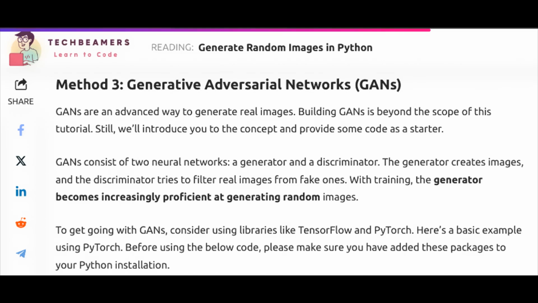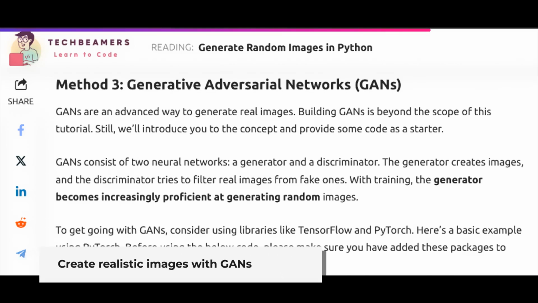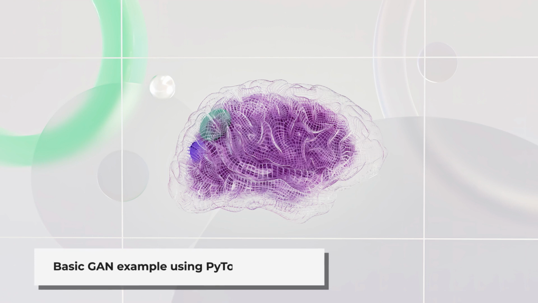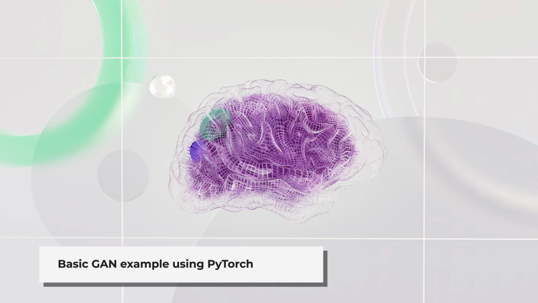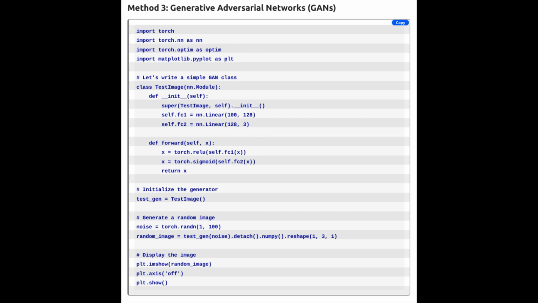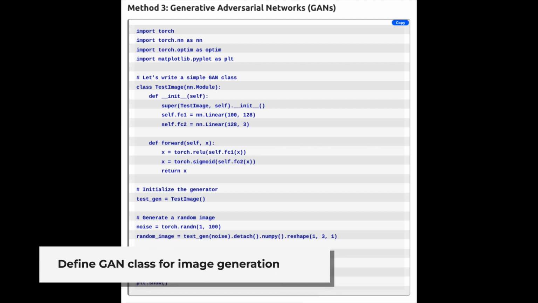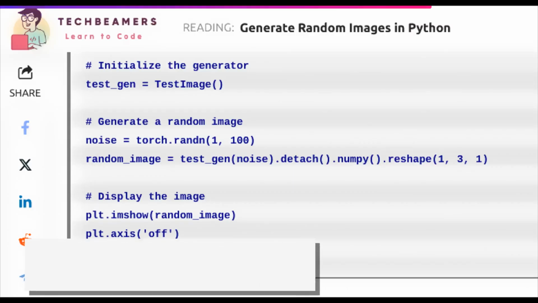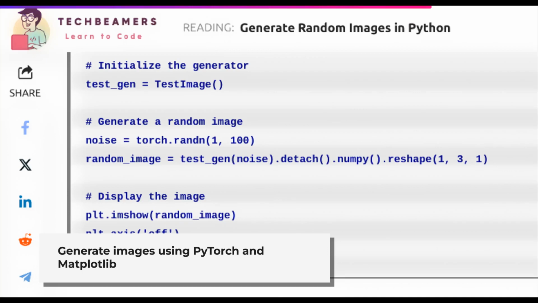For those looking for more advanced techniques, Generative Adversarial Networks, or GANs, offer a way to generate highly realistic images. GANs consist of two neural networks, a generator and a discriminator. Here's a basic example using PyTorch to get you started. First, import PyTorch and other necessary libraries. Define a simple GAN class with a generator network. Initialize the generator and generate a random image using noise. Display the image using Matplotlib.